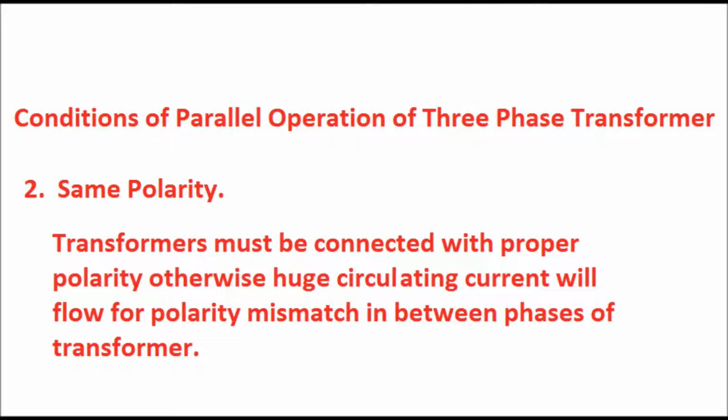Number two is the same polarity. That is, the transformers which are connected in parallel must be connected with proper polarity. Otherwise, a huge circulating current will flow due to polarity mismatch between the phases of the two or three transformers.